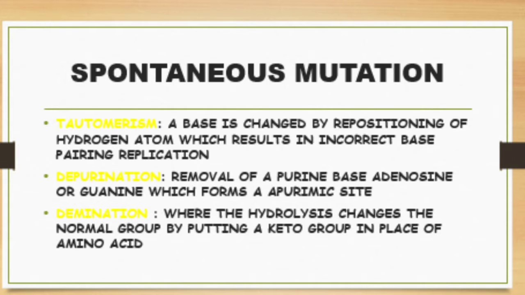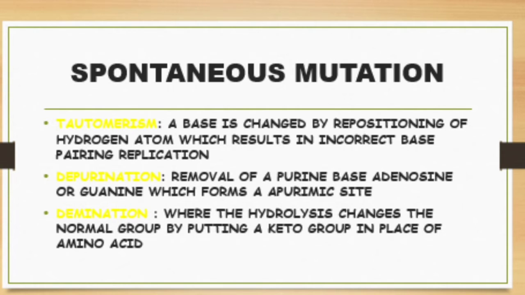We know that the bases in the DNA molecule are joined by hydrogen bonds. Those bonds are repositioned with different types of bases, which causes incorrect base pairing. Incorrect base pairing results in mutation. They can give rise to different functions. They can be neutral, they can be harmful, we don't know. That type of repositioning of hydrogen atoms in base pairs is called tautomerism.